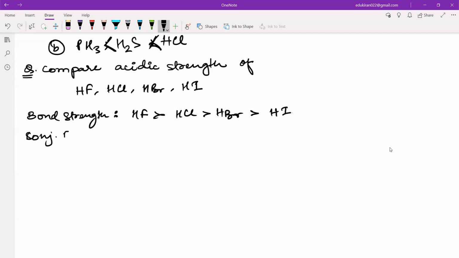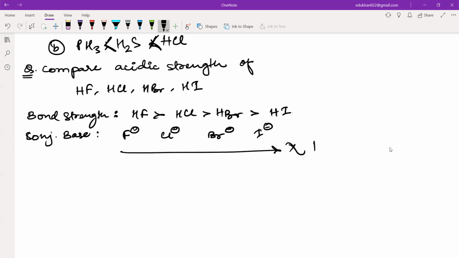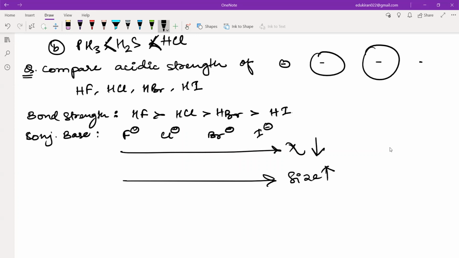So for the conjugate base, we have F negative, Cl negative, Br negative, and I negative. Now, if I go top to bottom in a group, then the electronegativity is increasing, right? The chi is increasing, but no, sorry, chi is decreasing. My bad. The chi is decreasing, but there is another thing that is increasing. If I go from here to there, the size is increasing, right? All of them have one negative charge, but fluorine will be like this, and chlorine will be like this, bromine will be like this, and iodine will be like this.